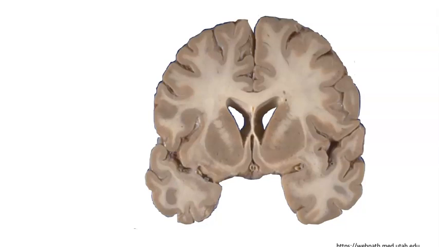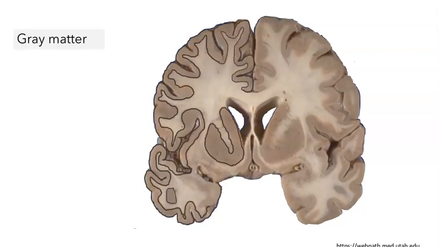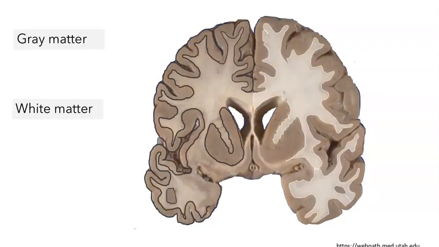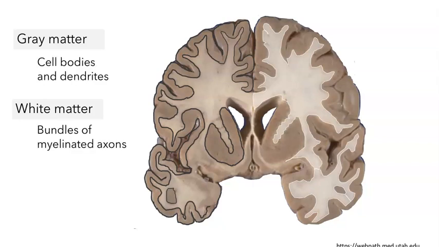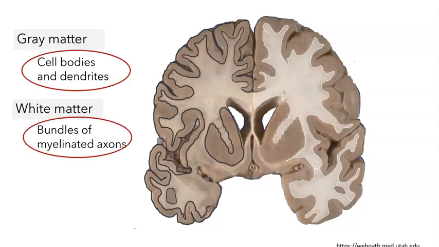So for example, in this brain, we can see the gray matter and the white matter. And today we know that the gray matter corresponds to cell bodies and dendrites, and the white matter corresponds to bundles of myelinated axons. But what I've just told you here about cell bodies and dendrites and myelinated axons is not evident when you examine unstained tissue, even if you use a microscope.